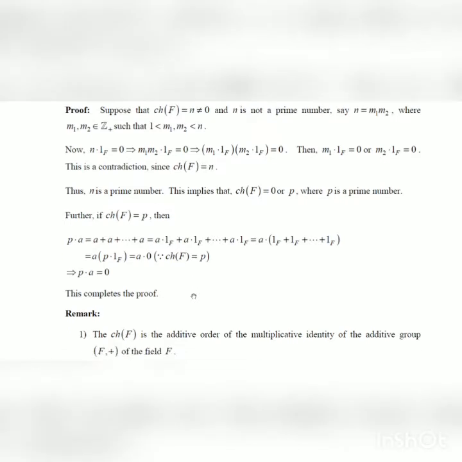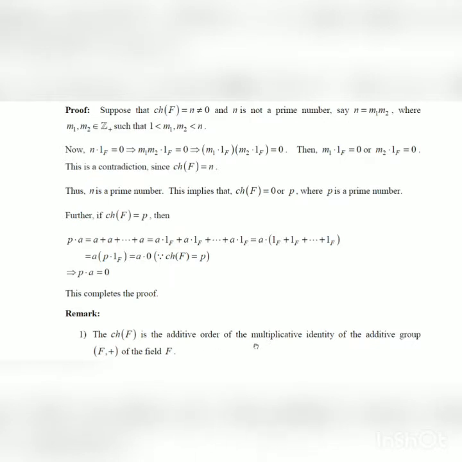Now let's see the remark. The characteristic of a field is the additive order of the multiplicative identity of the additive group F of the field F over the binary operation addition. Why? Because, see, what is your multiplicative identity? It is 1.